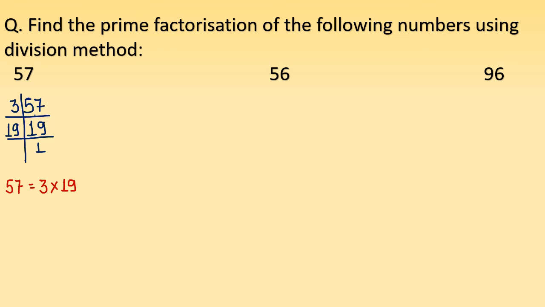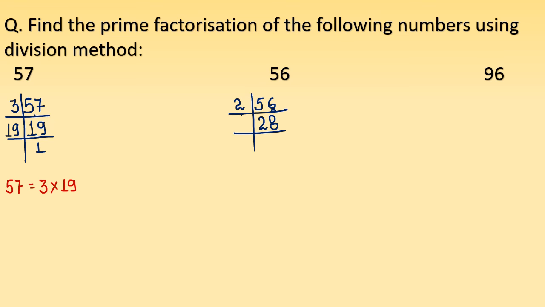The next number given here is 56. So divide 56 by a prime number. You can see 56 is an even number as it has 6 at its ones place. So divide 56 by 2. 2 twos are 4. 1 left here, 1 and 6, 16. 2 eights are 16. So we got 28 here.